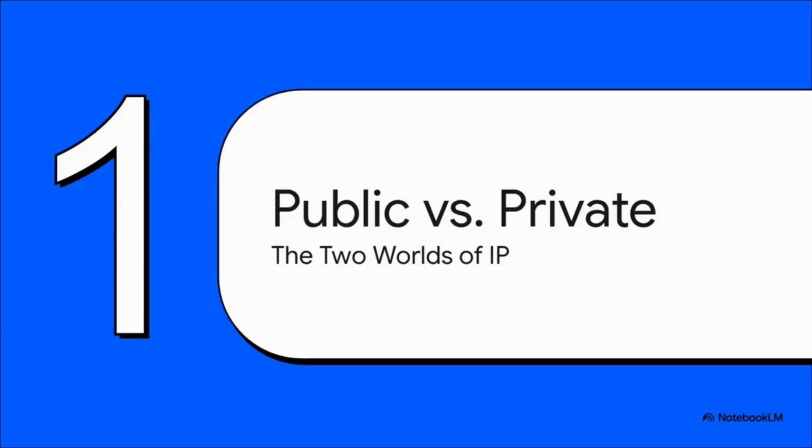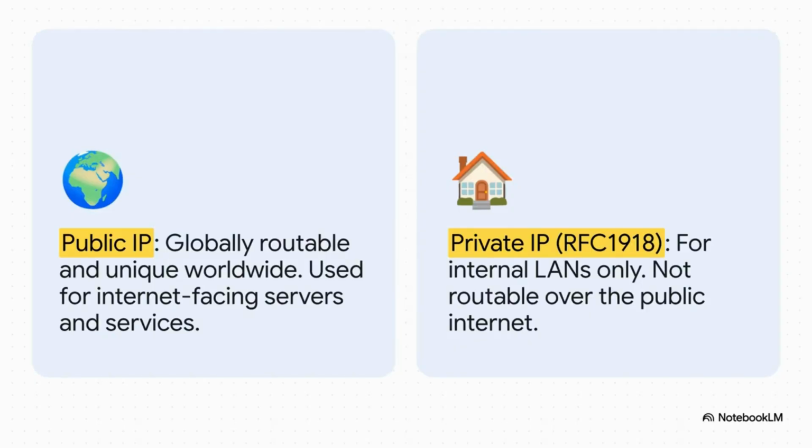Okay, first things first. You've got to understand that the IP world is really split into two. There's this massive public world of the internet, and then there's the cozy, private world of the networks we use every single day. Here's the easiest way to think about it. A public IP address, that's like your home's street address. It has to be totally unique in the entire world, so the Postal Service, or in our case, the internet, knows exactly where to deliver the mail.